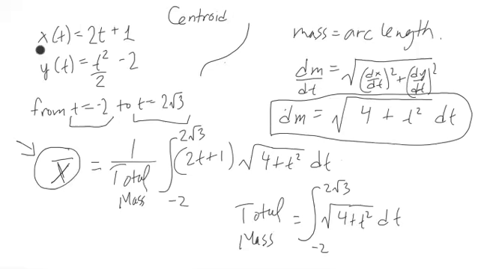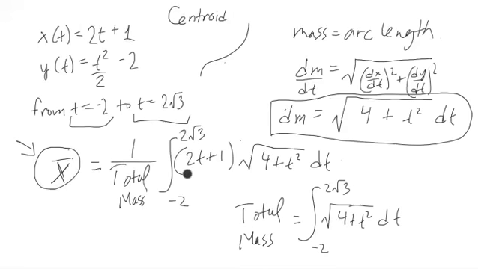We can compute this. The derivative of x with respect to t is simply 2, square it, we get 4. The derivative of y with respect to t is actually just t itself, and you square it to get t squared. So we end up getting that dm is simply this square root dt. So this is how to relate dm to an integral and dt.